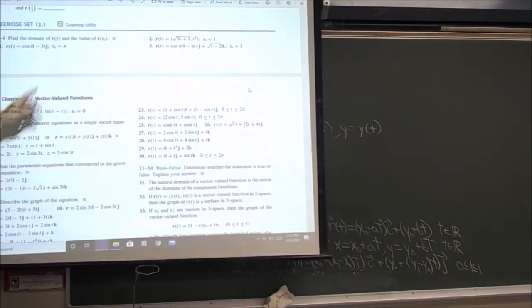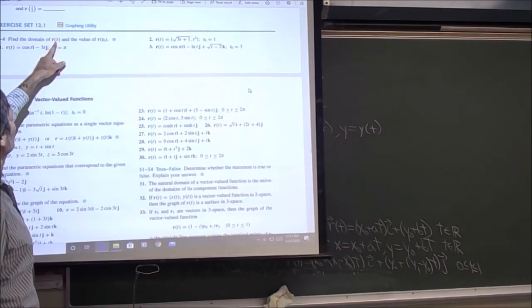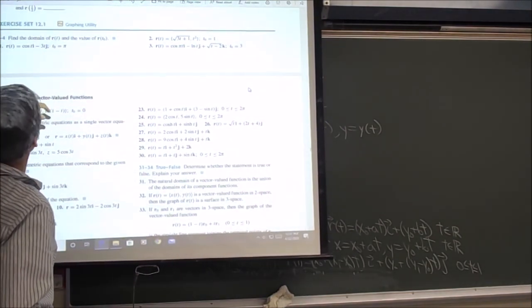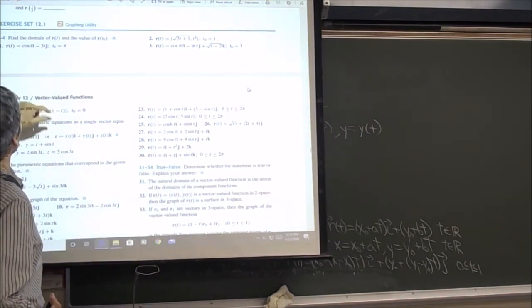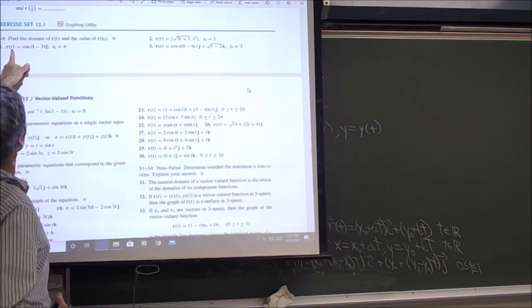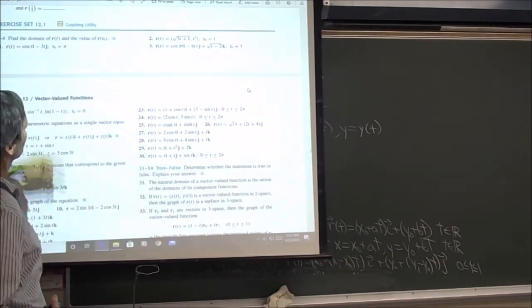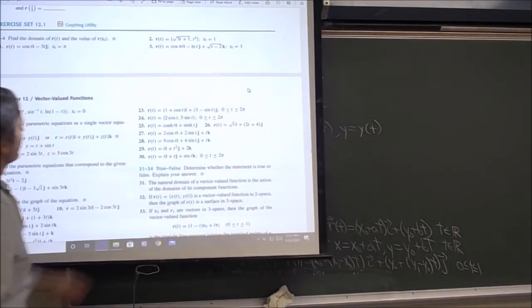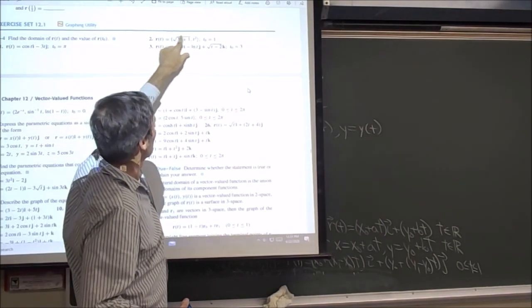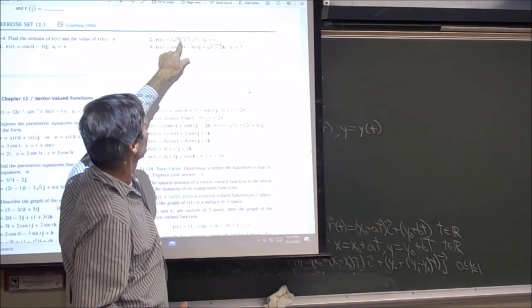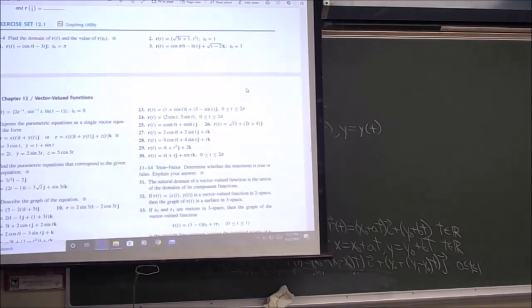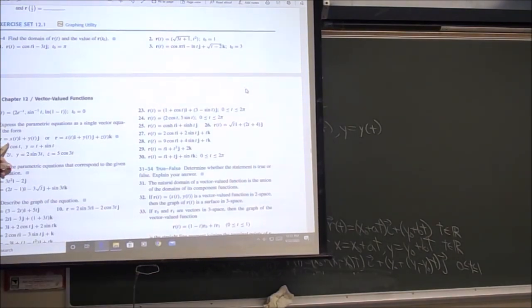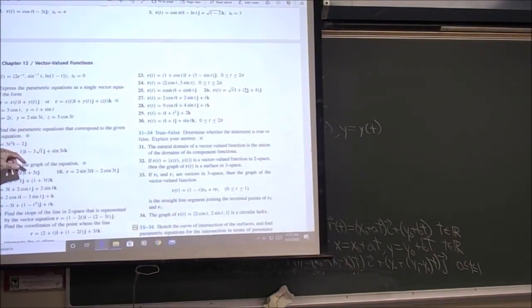Find the domain of r of t. That just means for what values of t do you use to sweep out the curve? Right, so you can put any number t in here. You can say the domain is minus infinity to infinity, but here you want the square root to be non-negative, so t has to be at least as big as minus a third. That would be the domain for this one. You can eliminate parameters just like you did previously.